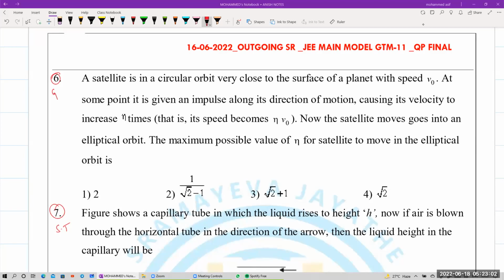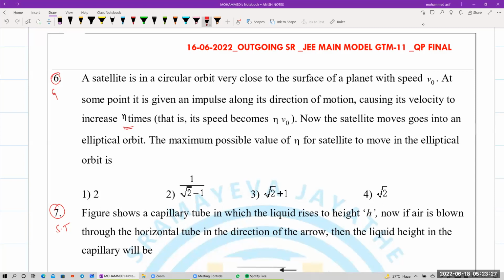A satellite in a circular orbit very close to the surface of the planet with the speed v0. At some point, it is given an impulse along its direction of motion, causing its velocity to increase n times, or eta times. That is, its speed becomes n times v0. Now the satellite goes in an elliptical orbit. The maximum possible value of eta for the satellite to move in the elliptical orbit will be equal to how much?